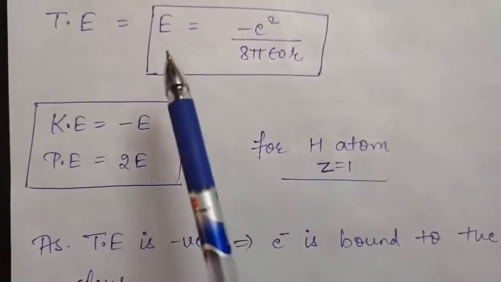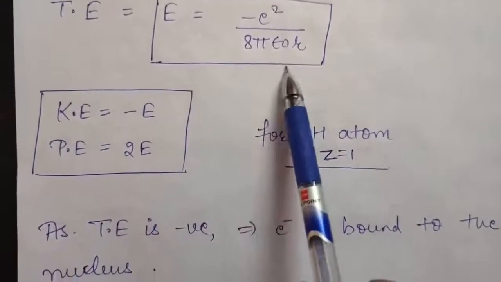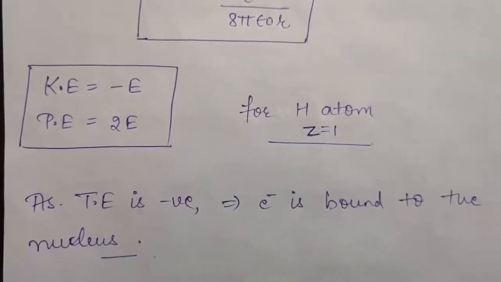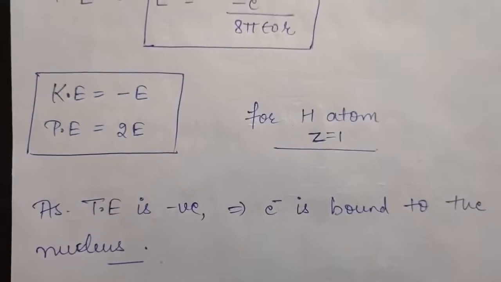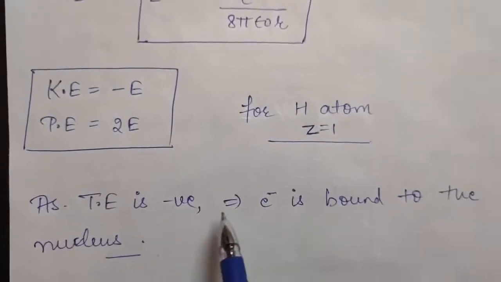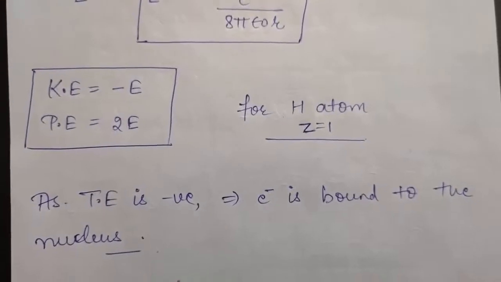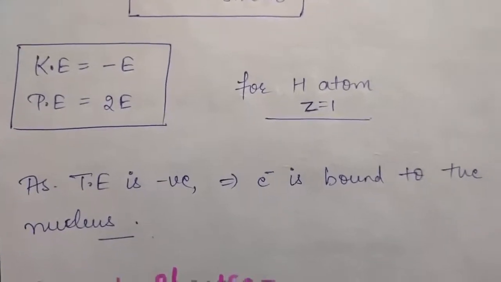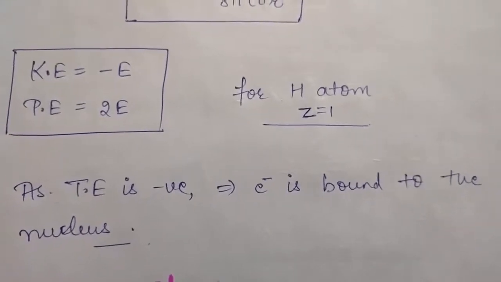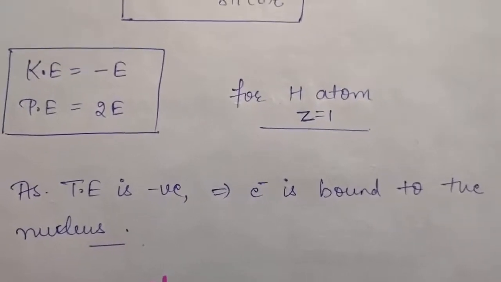Okay, now we can conclude one more thing from here. As you can see, this total energy is coming to be negative. So what does this negative energy signify? Because the total energy is negative, it signifies that the electron is bound to the nucleus and is not free to leave it. Okay. So this was about electron orbits.